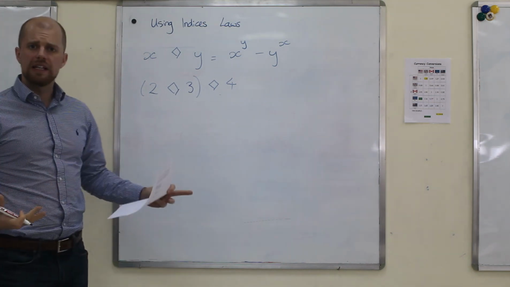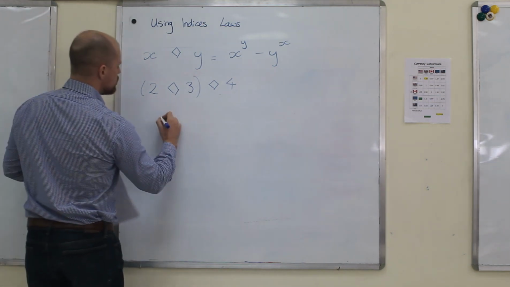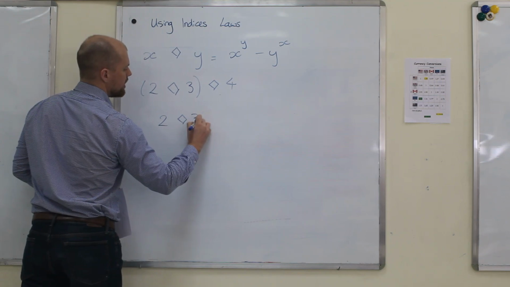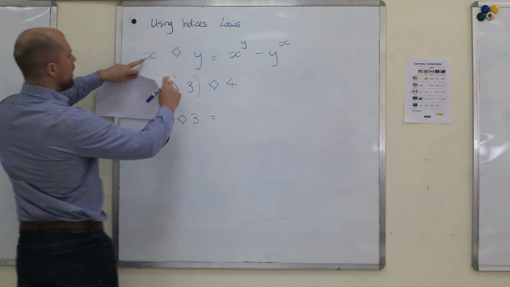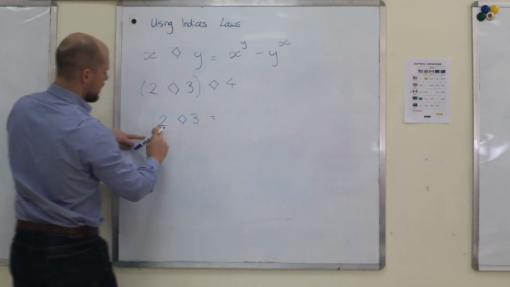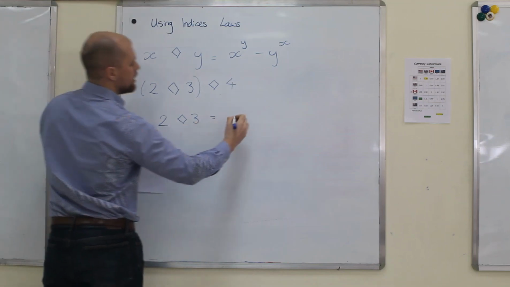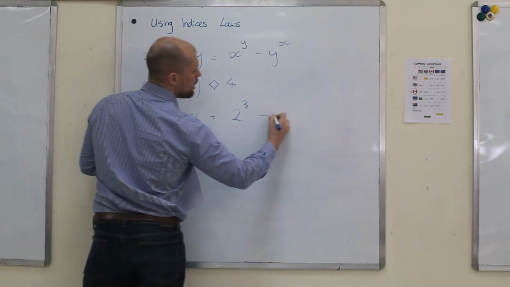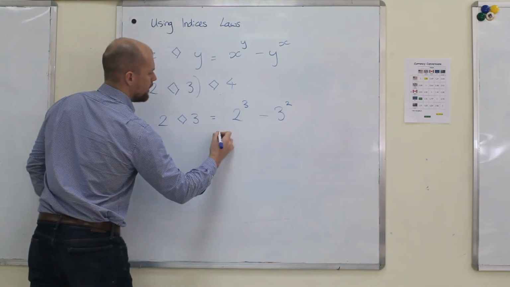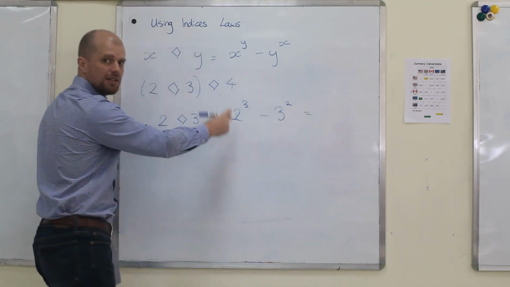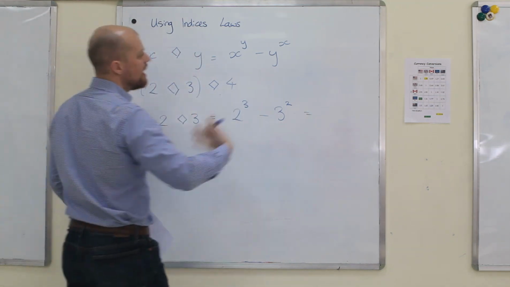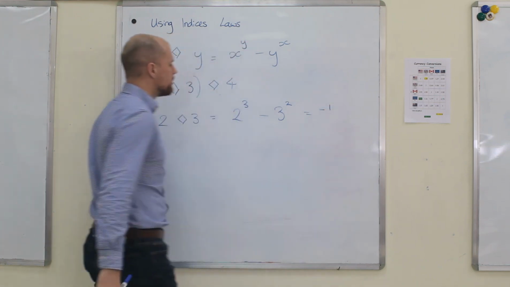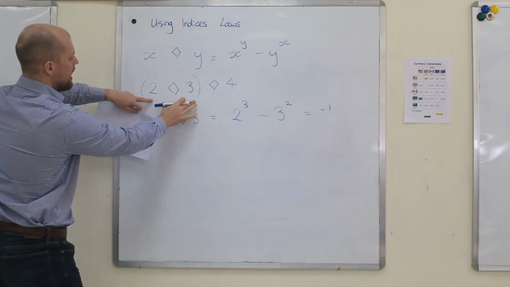Now obviously we do the brackets first, so I'm just going to do 2, diamond, 3 to start with. So I do x and then y. So x is 2, y is 3. So I do 2 to the power of 3 and take off 3 to the power of 2. 2 to the power of 3 is 8, subtract 3 squared, which would be 9. 8 take away 9 is -1. So this bit here is -1.